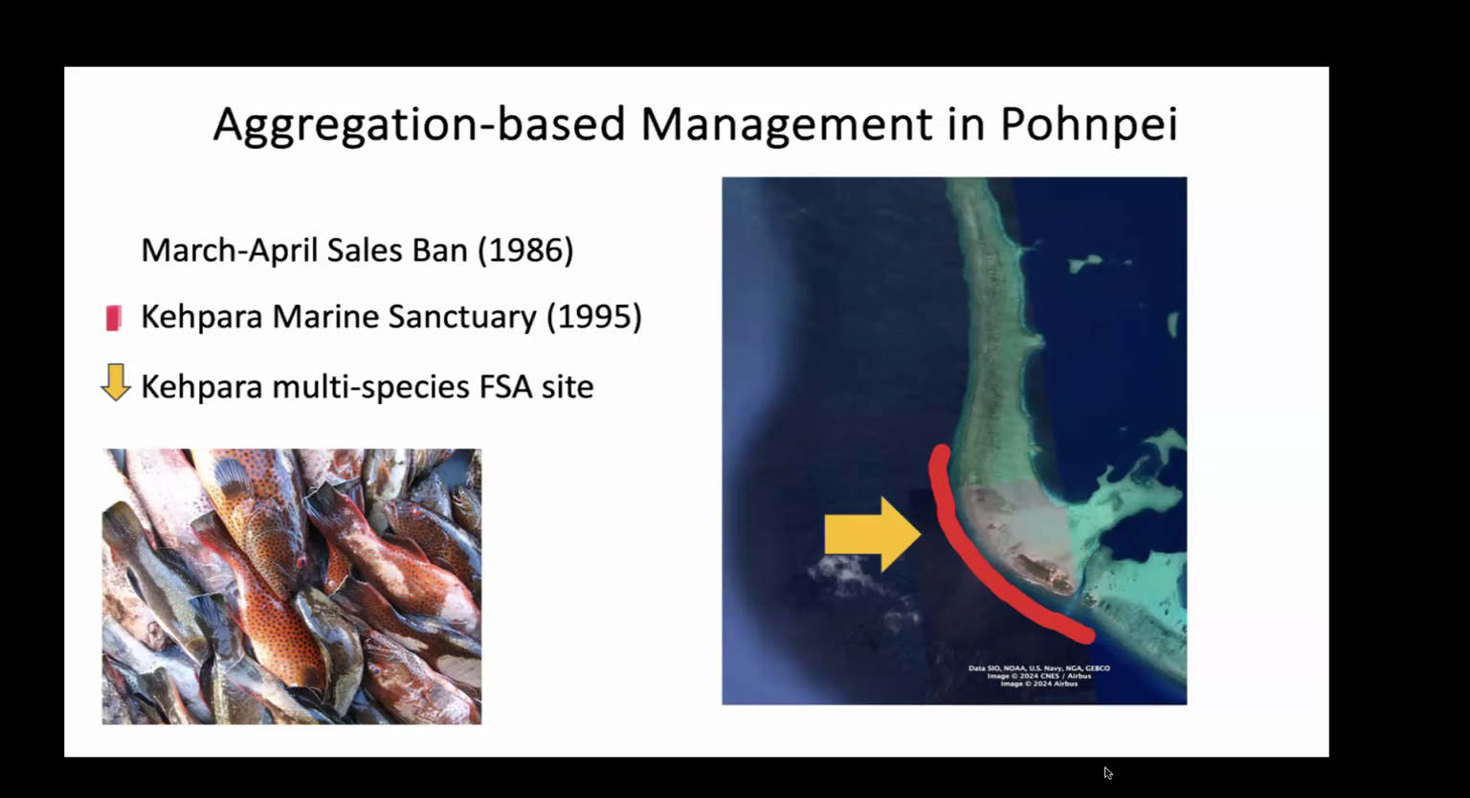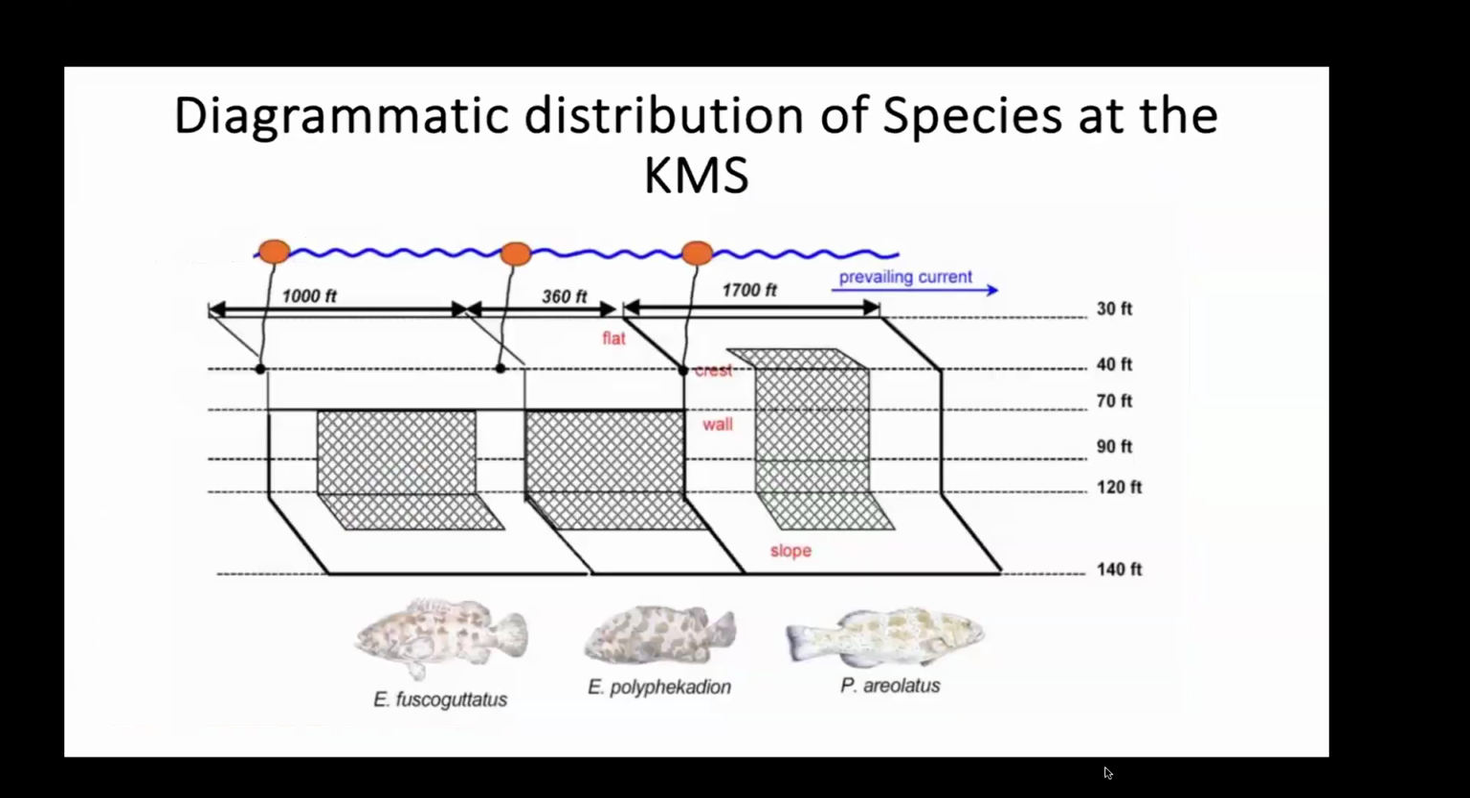However, unbeknownst to the legislators, the initial sanctuary provided area protection for only one of the three aggregating grouper species. Moreover, the northern boundary provided a useful marker for fishers to anchor to target the most vulnerable of the three species, the camouflage grouper Epinephelus polyphekadion.